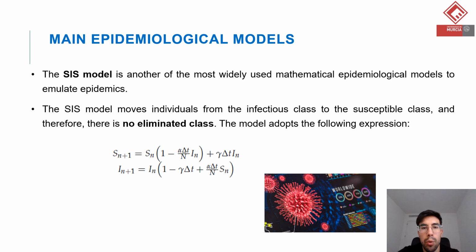Individuals who are cured do not develop permanent immunity as in the SIR model, but are immediately susceptible to the disease. The SIS model moves individuals from the infectious class to the susceptible class, and therefore there is no eliminated class. The model adopts the following expression.